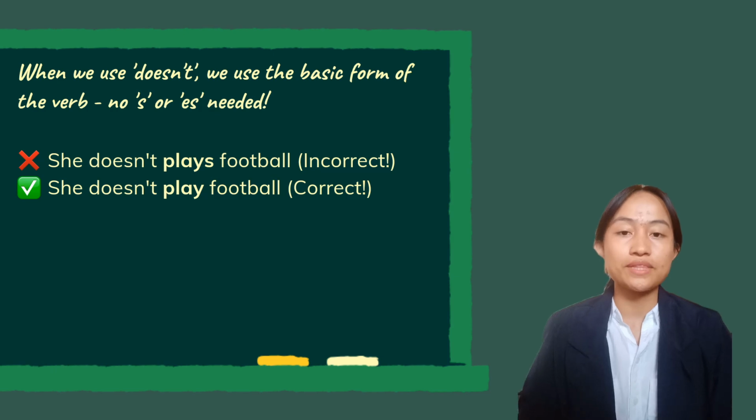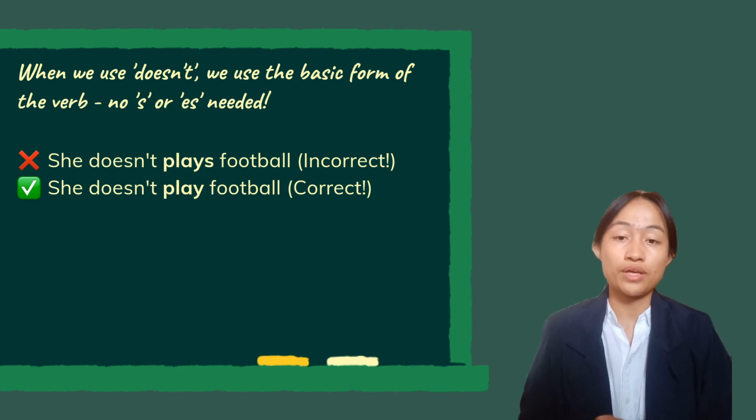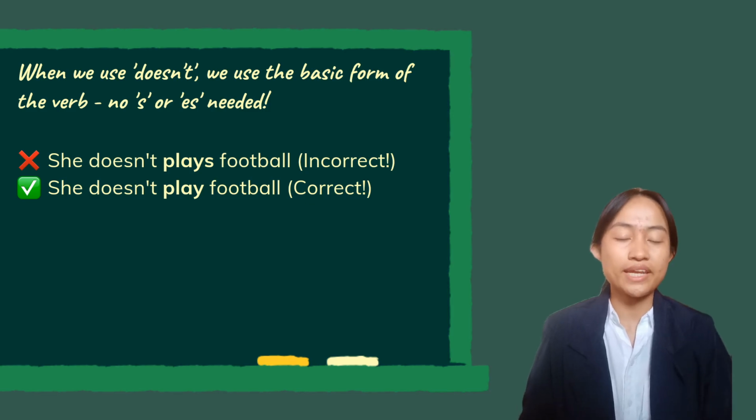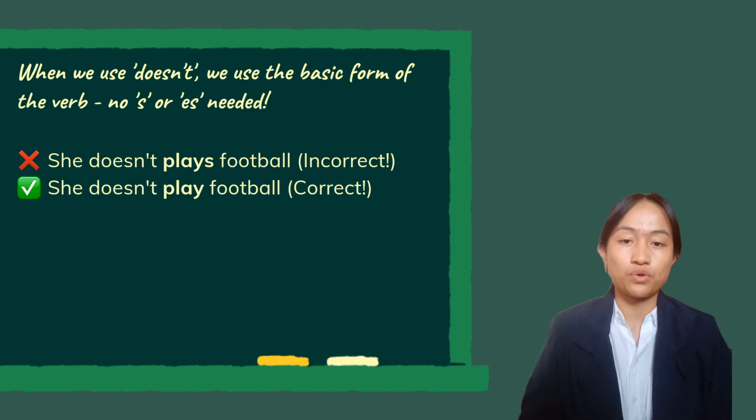Here is something very important. When we use doesn't, we use the basic form of the verb. No s or es. This is where many students make mistakes. For example, she doesn't plays football. It's incorrect. The correct one is she doesn't play football. We don't need s in the verb play.